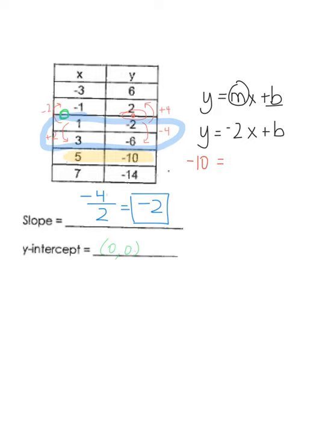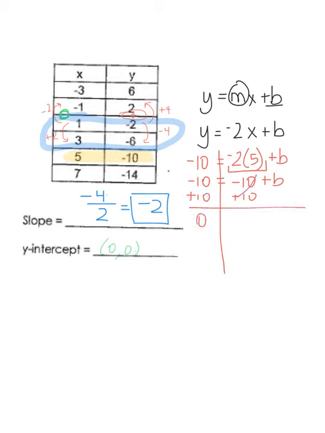equals -2. The x is the 5. And now there's the b. Now I have an equation I need to solve. So work that out, that's going to be -10, and add 10 here, add 10 here. And so my y-intercept, my b, was 0, which I got over here. So that's another way you can find your y-intercept from a table, first finding the slope.